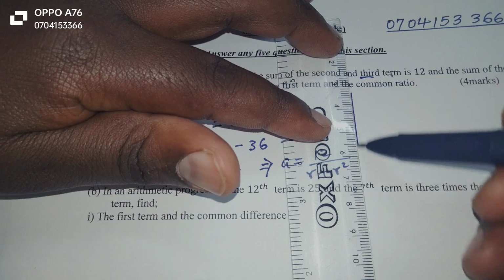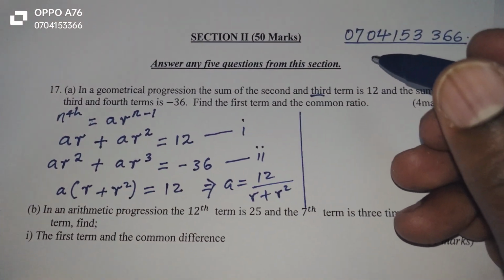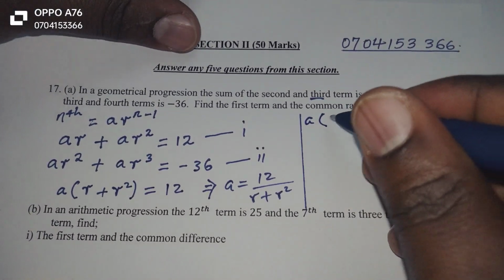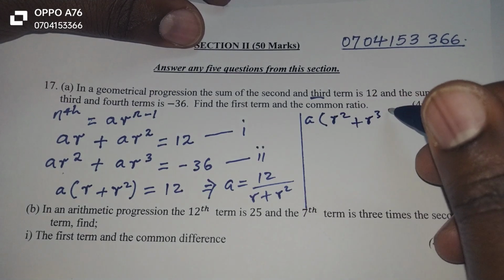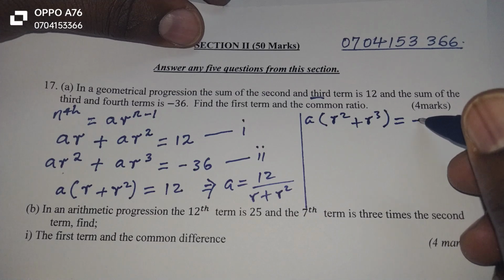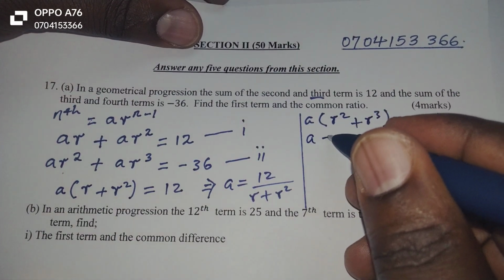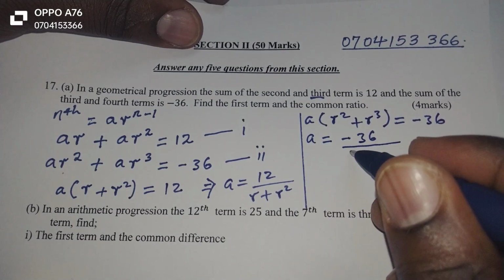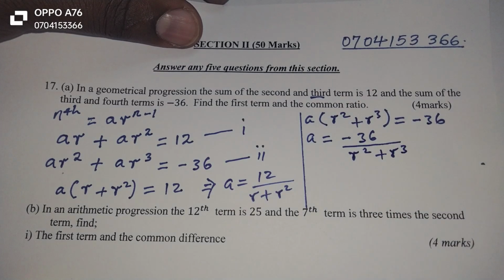Now from equation 2, we can also express a, whereby we start by factorizing a to remain in brackets with r squared plus r power 3. This is equal to negative 36. And this means we can remain with a as negative 36 divided by r squared plus r power 3.